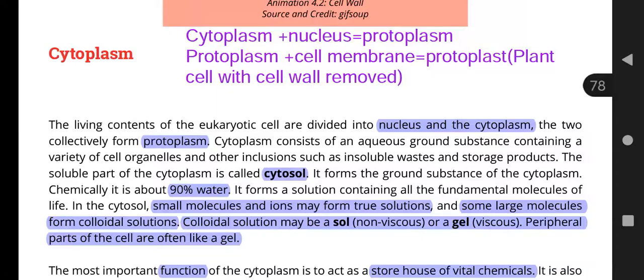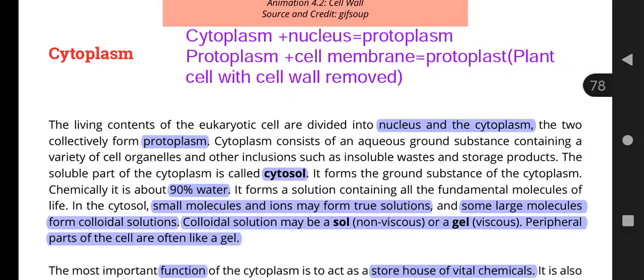And when we add the nucleus and cytoplasm, it is called the protoplasm. It consists of many soluble substances and many insoluble substances. The ground substance is formed by the soluble substances and it is called the cytosol. There are a few substances which form a true solution, and a few which form a colloidal solution. Smaller substances form the true solution and the larger substances form the colloidal solution. The colloidal solution is of two types: it may be viscous or non-viscous, that is, sol or gel. If it is non-viscous, it is called the sol. You can remember it by saying solution. And it may be viscous.